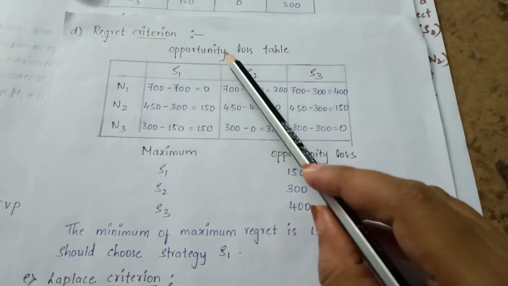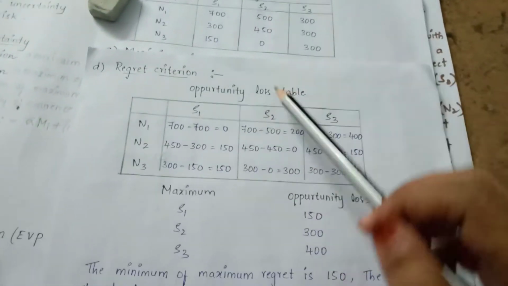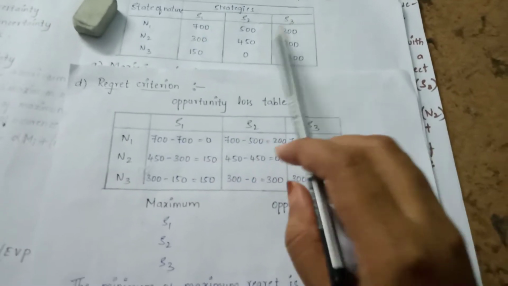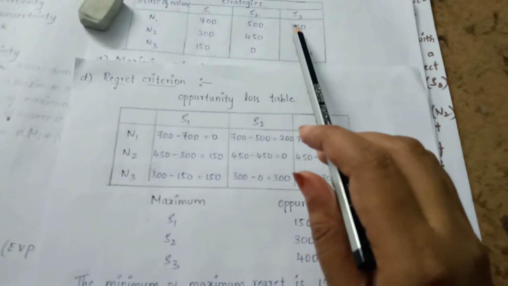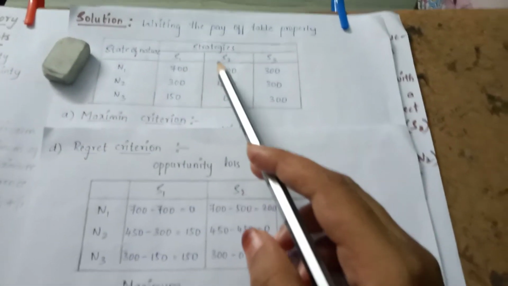The next one is, students, the regret criterion. In this we need to construct the opportunity loss table. It's very easy, students. In this opportunity loss table, the maximum payoff in that particular row should be subtracted from all the payoffs in that row. So let's have a look at the payoff table, students.